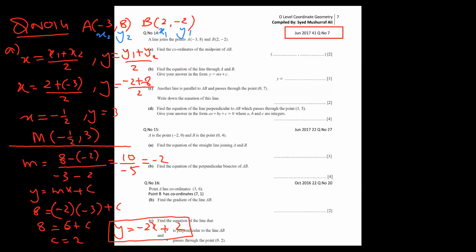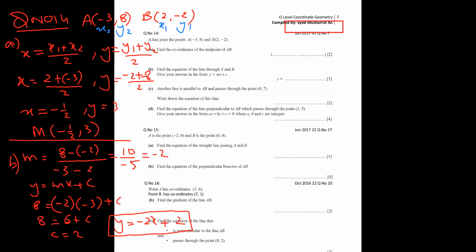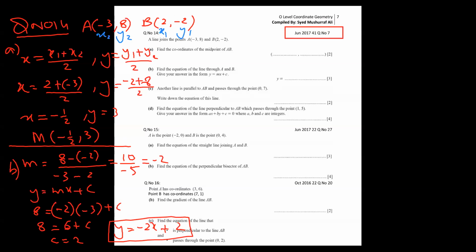So let's talk about part C and part D. For part C, he's asking for another line parallel to AB that passes through 0, 7. So this point 0, 7 lies on the line, and because the lines are parallel, they have the same gradient. So the gradient is negative 2, the same here, because according to the rule, they have the same gradient.